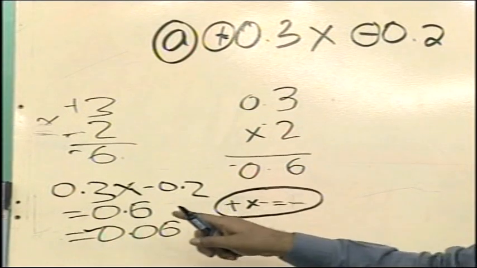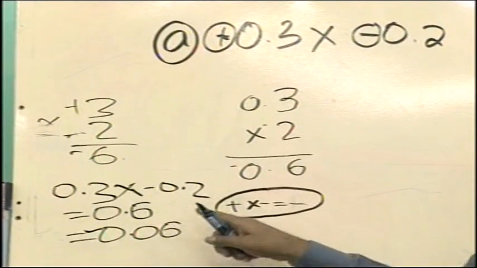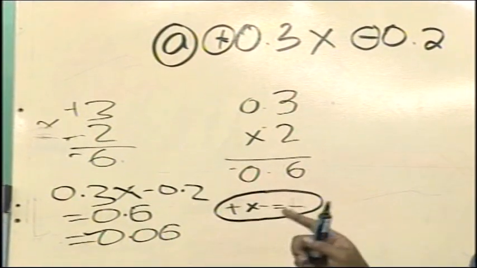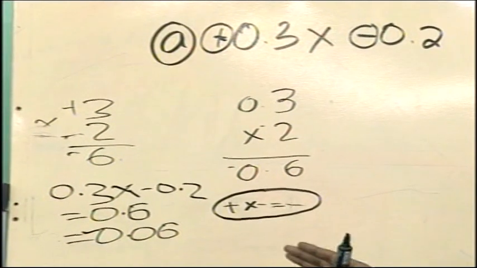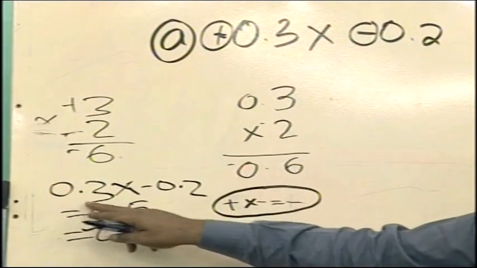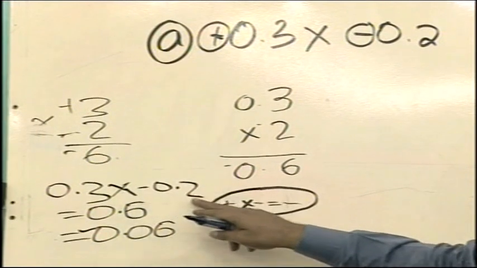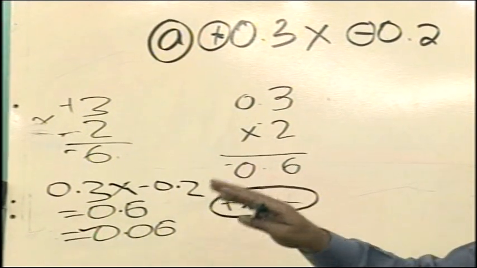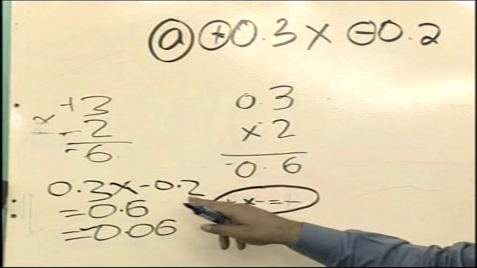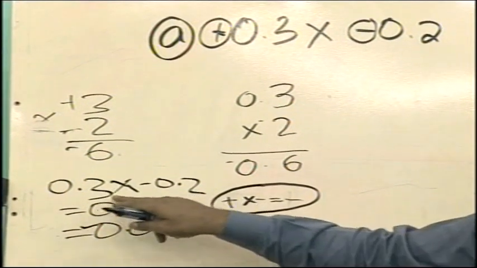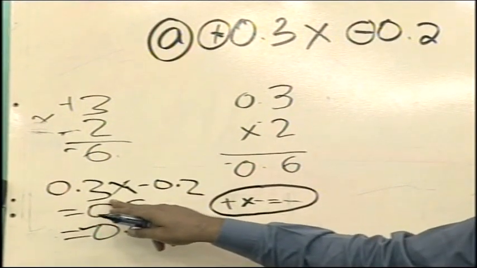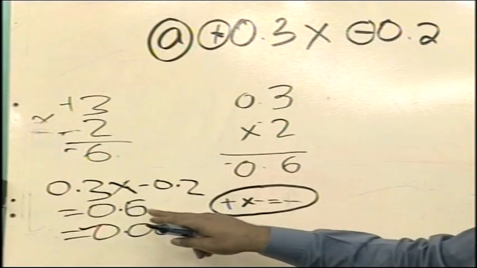Now, to come to your final answer, you check how many decimal places. To do that, you write the expression again, 0.3 times negative 0.2, and you count how many decimal places are there: 1 and 2. There should be 2 decimal places.